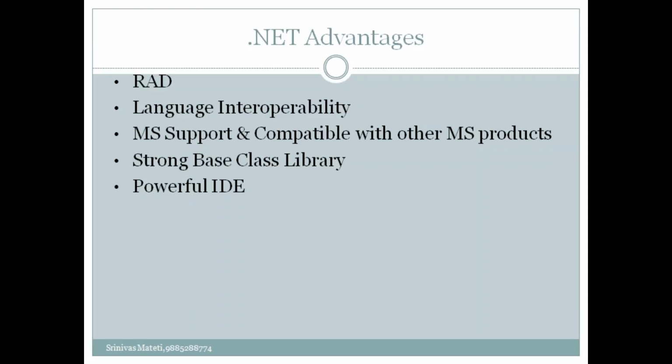In a similar way, we have a strong base class library in .NET. We have almost 1 lakh plus classes in the current version of .NET. These are predefined classes. When you want some functionality, you can create an object of these classes, assign some properties and call the methods. That's it. So when the count in the base class library increases, that means as a developer, your work will be reduced.